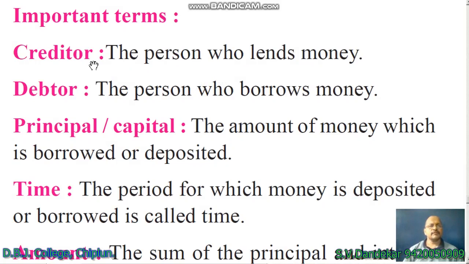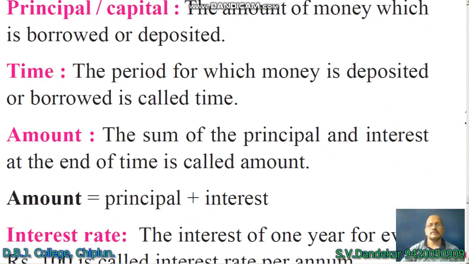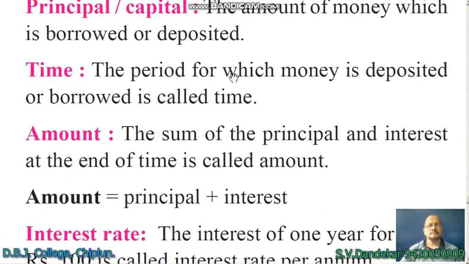Important terms. First one, creditor. The person who lends money is called a creditor. Debtor, the person who borrows money. Principal or capital, the amount of money which is borrowed or deposited is called principal or capital. Time. The period for which money is deposited or borrowed is called time. That means the time for which the amount is rented.